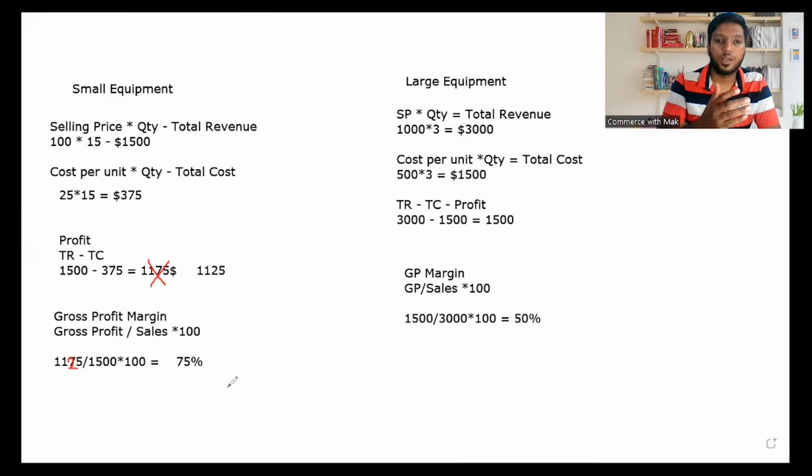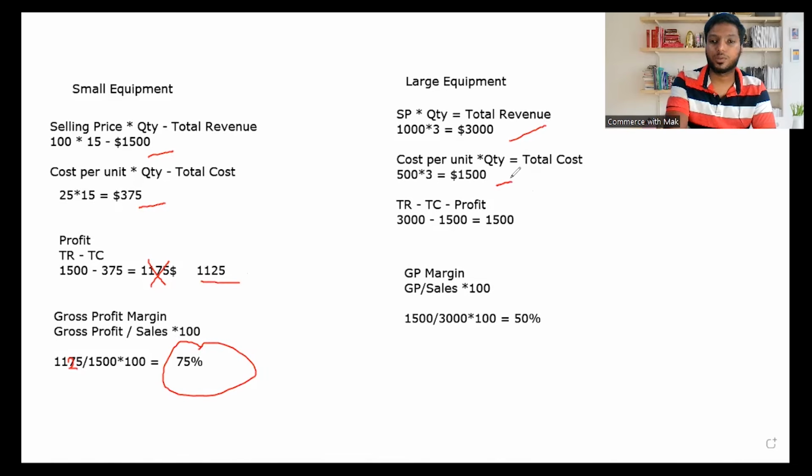I spoke about the small equipment. I spoke about the large equipment. Then I told you the selling price and quantity, and the total revenue. Again, I'll refer to it for your knowledge. On the small equipment, the business is making 1,500 worth of revenue, and the cost is 375, so the profit is 1,125, and they're making a 75% gross profit margin. In large equipment, they have 3,000 weekly, with 3 units they are getting to construct, and the total cost is 1,500, so they are getting a profit. But the profit is very big when it comes to government firms, and they are saying that 50% is the gross profit margin.